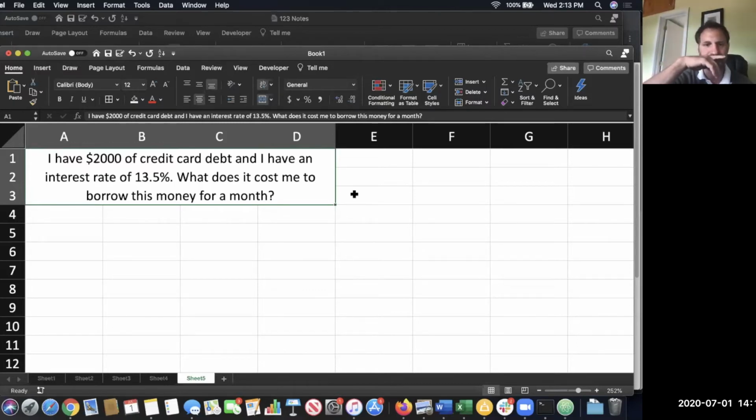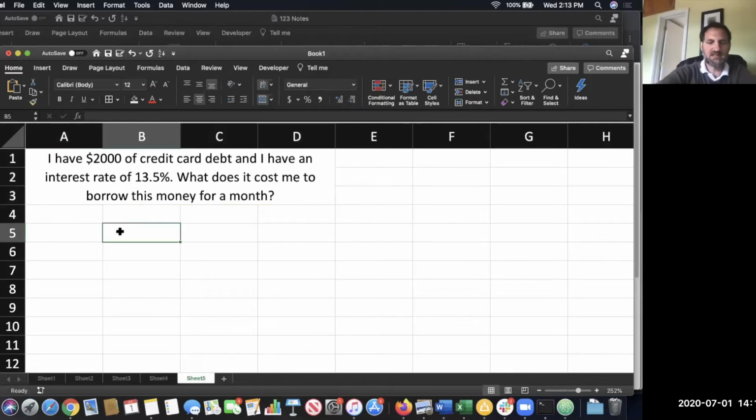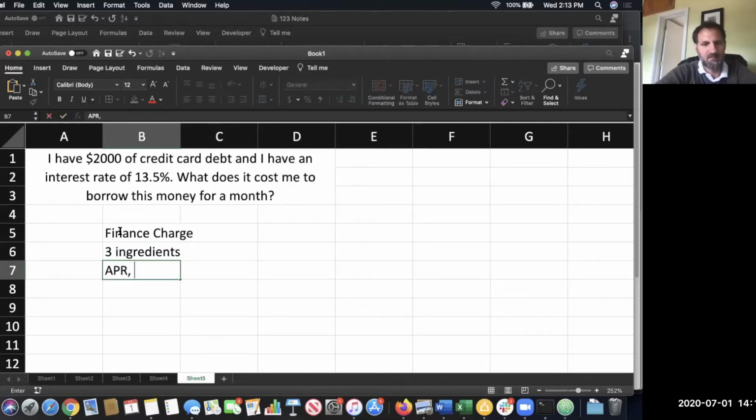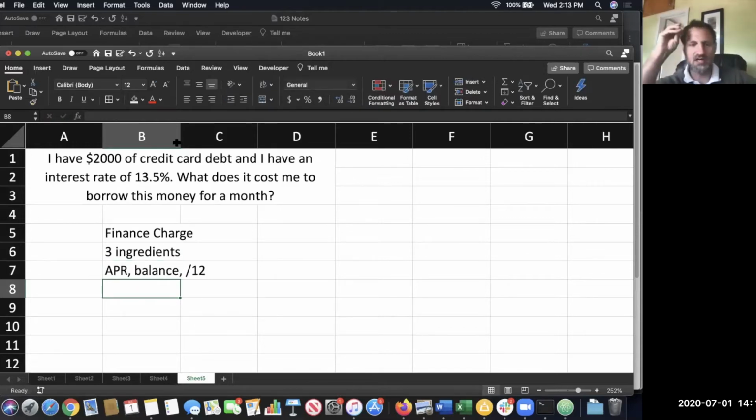to understand it. So one of the basic skills you're going to need is called the finance charge. For the finance charge, we're just going to take 3 ingredients. This is how I want you to think about it. There's the APR, there's the balance, and there's divided by 12. Put that divide by symbol in there. So with those 3 ingredients, you can calculate the finance charge for a credit card, right?